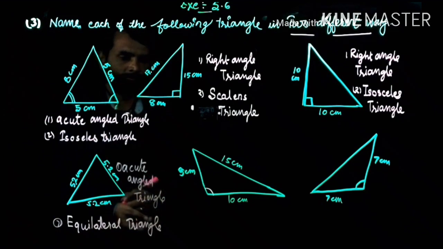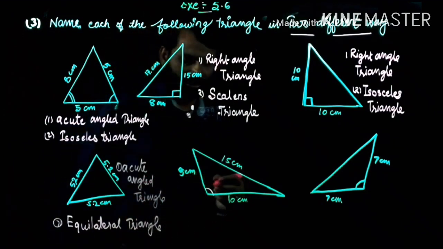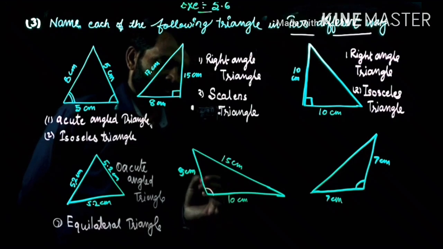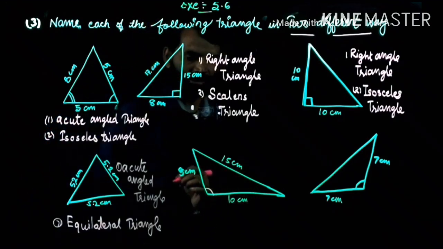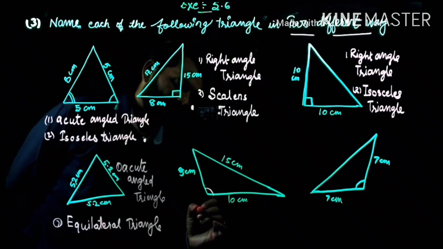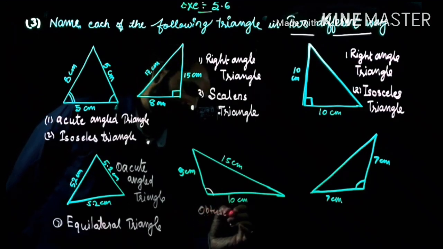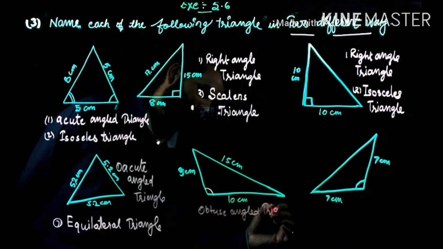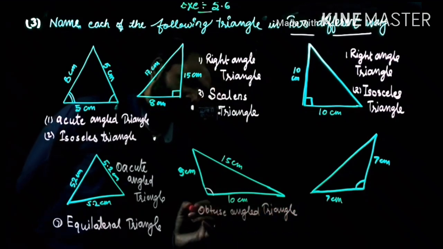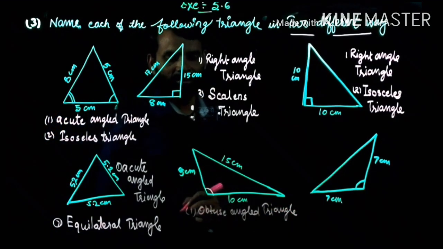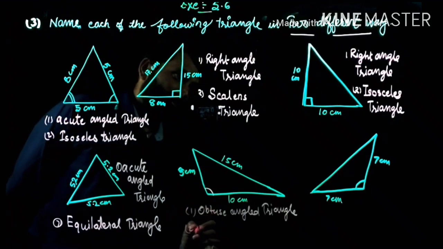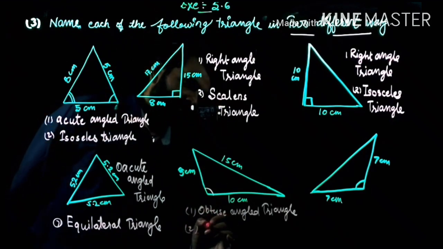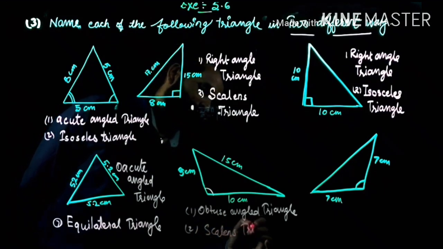Okay, and this is the angle of which type? Greater than 90. So the first name is obtuse angled triangle. The first name is obtuse angle triangle, and second, all sides are not equal, so the second name is scalene triangle.